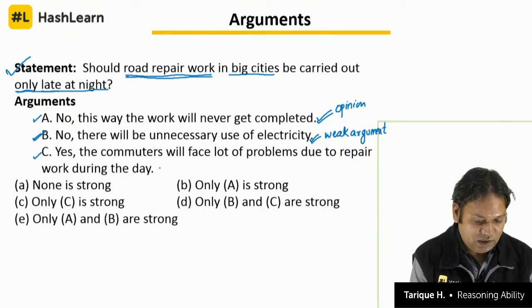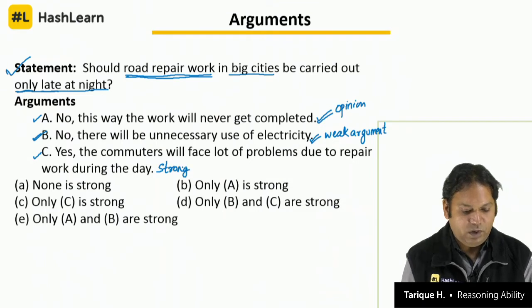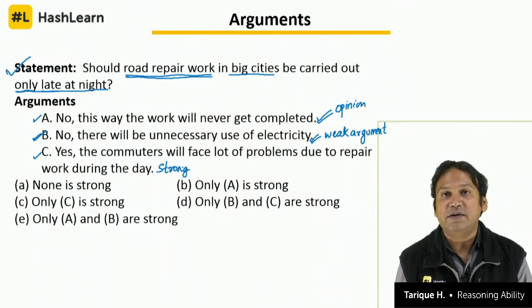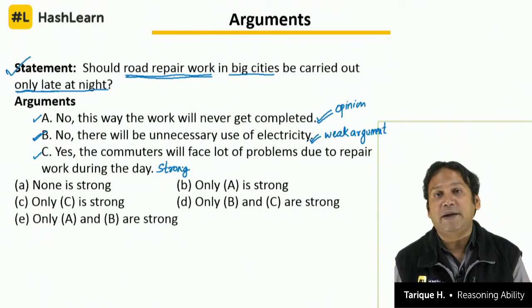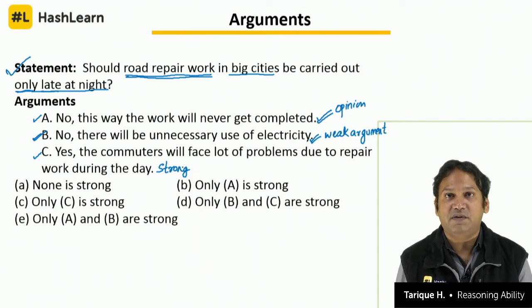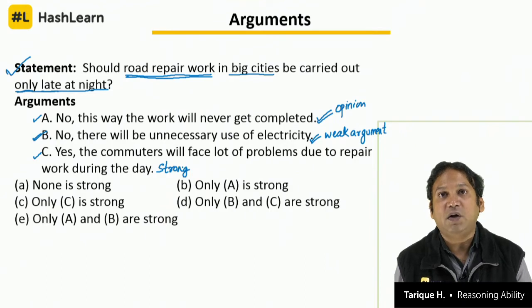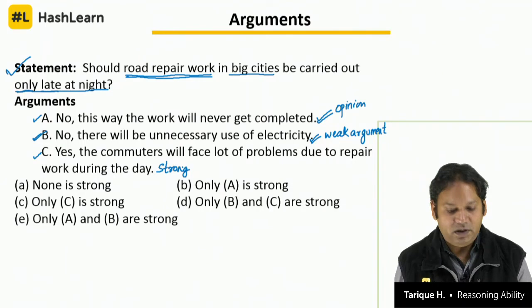What is a strong argument? Third one. You see, yes, the commuters will face a lot of problems due to repair work during the day. Most people go to offices, schools, colleges, right, and do their daily activities in the day. That is when we see maximum traffic on the road. So if we start doing road repair work during the daytime, it will cause massive discomfort to commuters, cause heavy traffic density and lots of bottlenecks and jams across the cities, making the life of people very difficult.